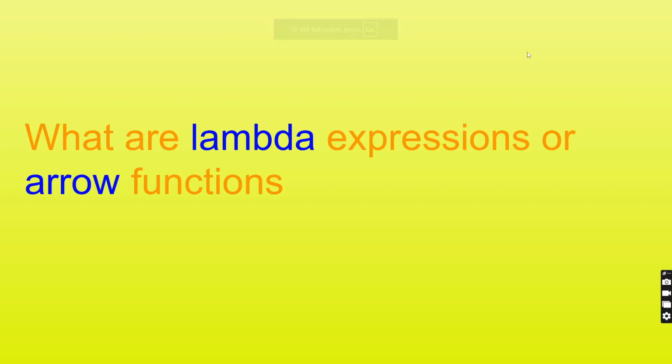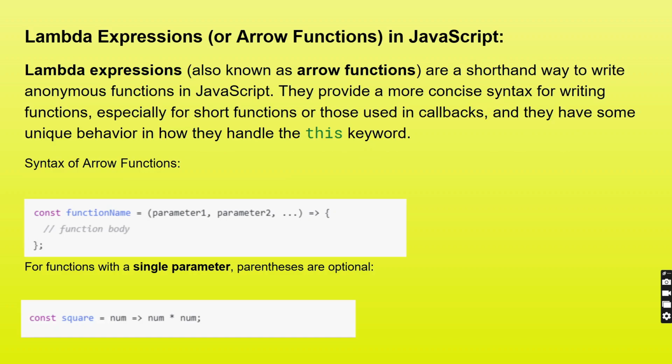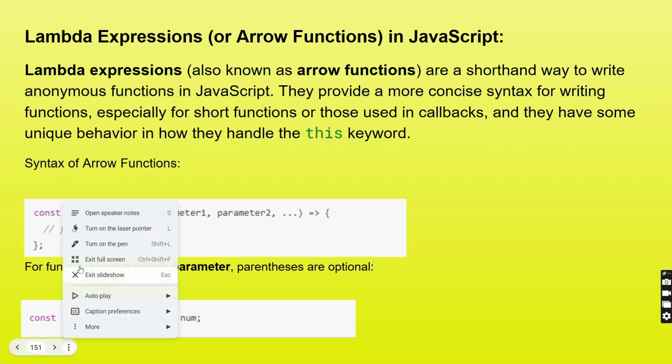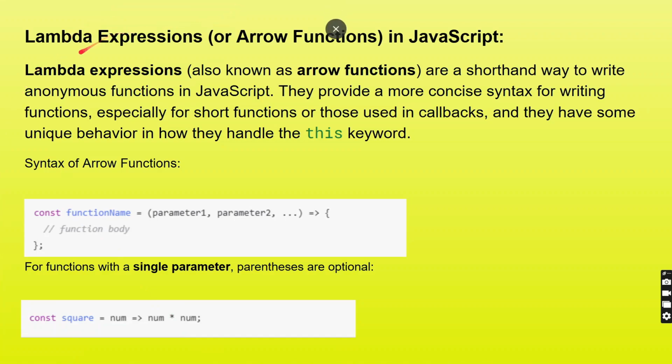Hi friends, today we are going to learn about what are lambda expressions or arrow functions in JavaScript. Lambda expressions, also known as arrow functions, are a shorthand way to write anonymous functions in JavaScript.